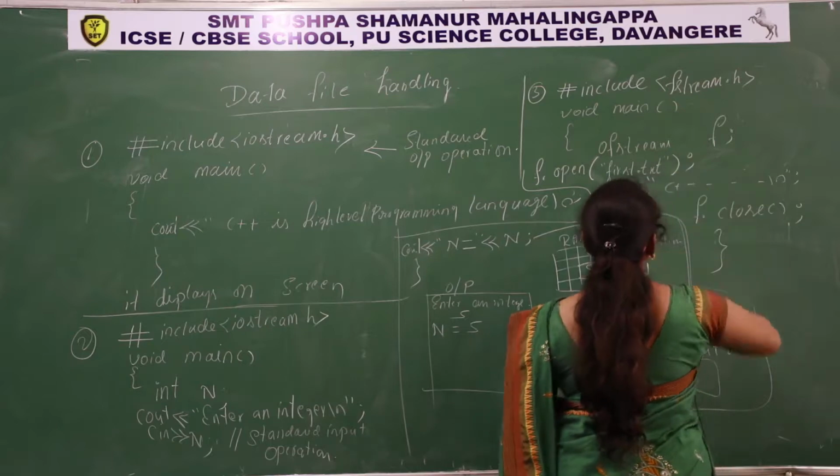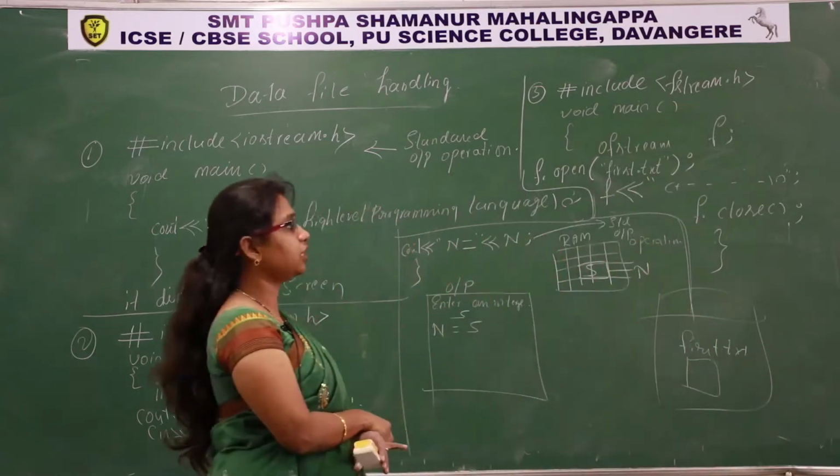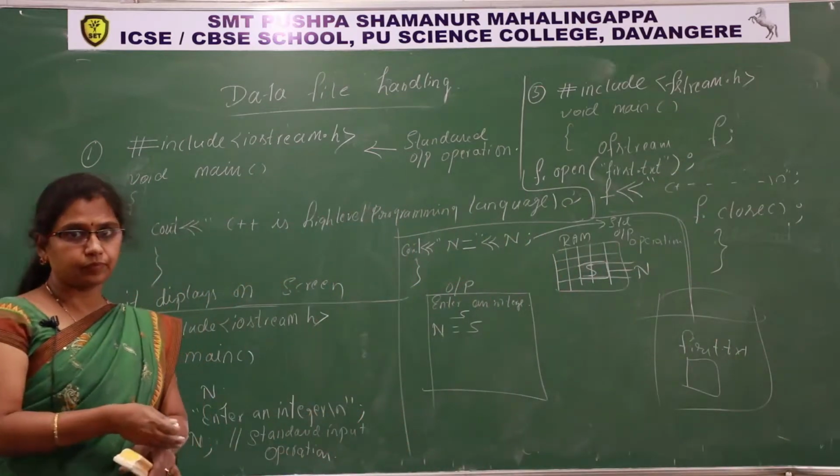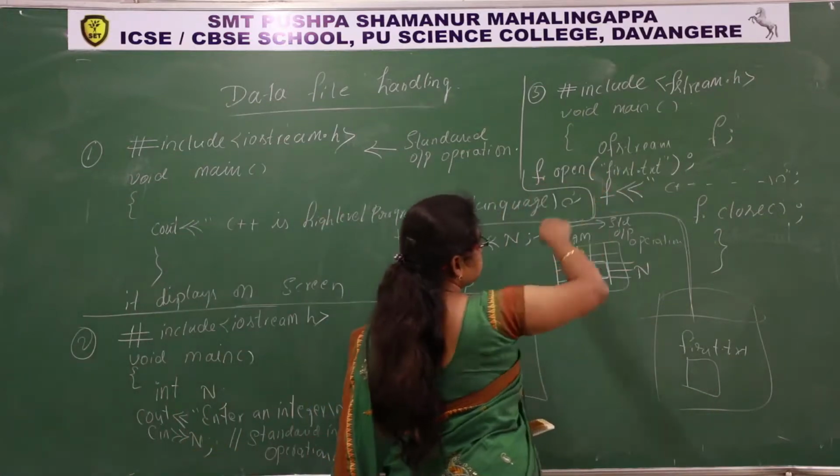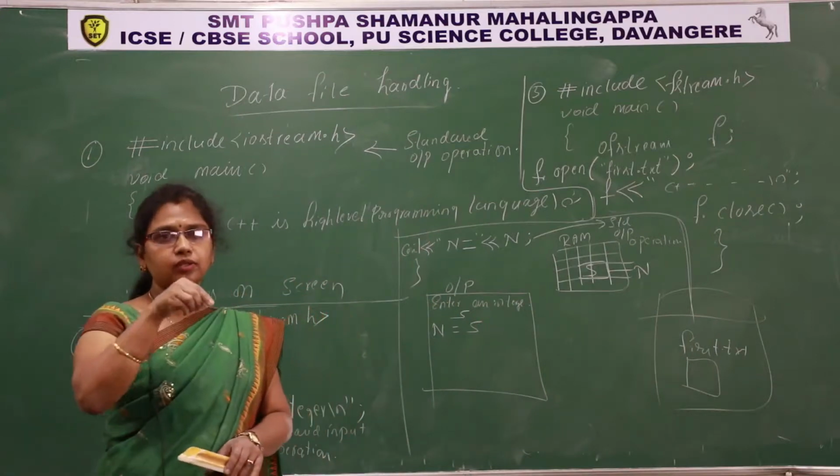Close semicolon. If you write only first.txt, it's understood. So this object, which class object? OFStream class object.